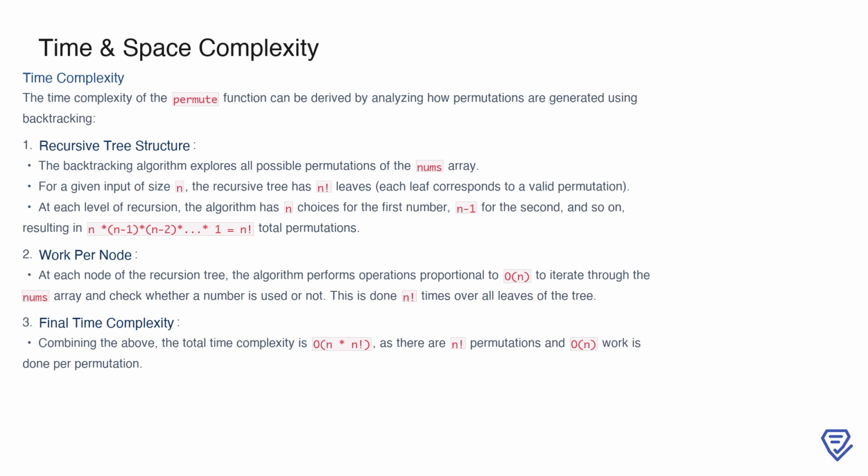Next, at each node in the recursion tree, the algorithm performs operations proportional to O(n). These operations include iterating through the nums array and verifying whether a number has been used. Since there are n! leaves and each involves O(n) work, the total time complexity becomes O(n * n!).